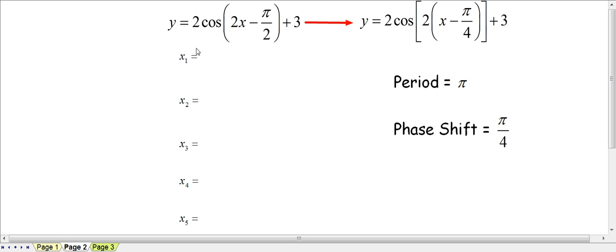The next thing we do is we identify the x coordinates of the 5 key points. To do that, we start with the phase shift. So the first x coordinate is the phase shift, pi fourths. To get the next x coordinates, we just add 1/4 of the period. In this case, 1/4 of the period is going to be 1/4 times pi, or in other words, pi fourths. So we just add pi fourths to the first x to get the second one.